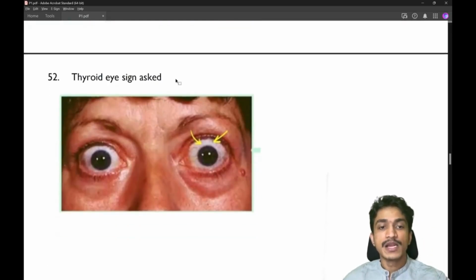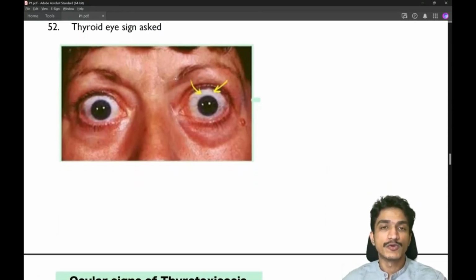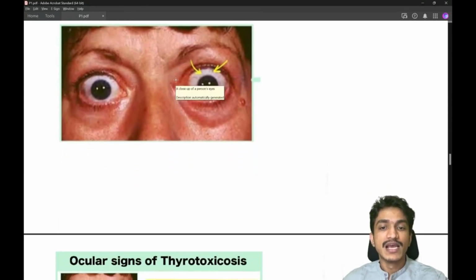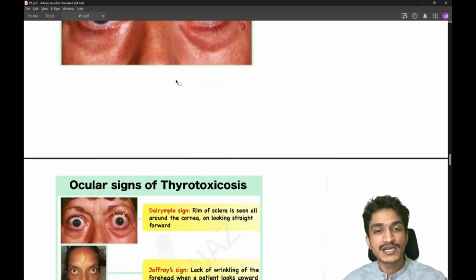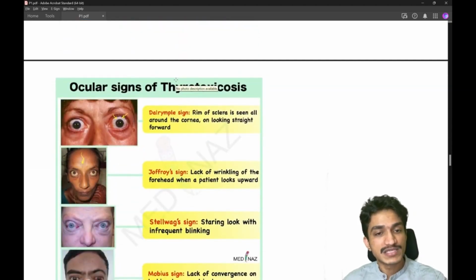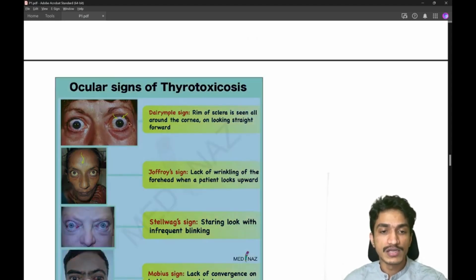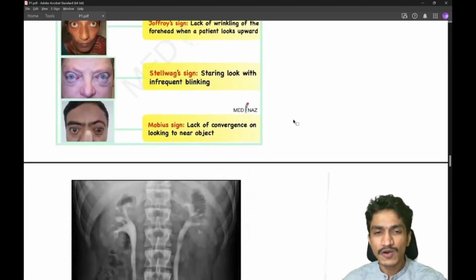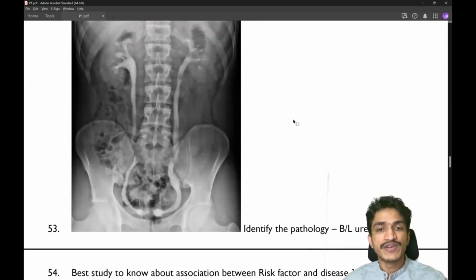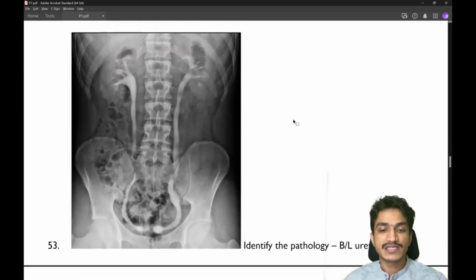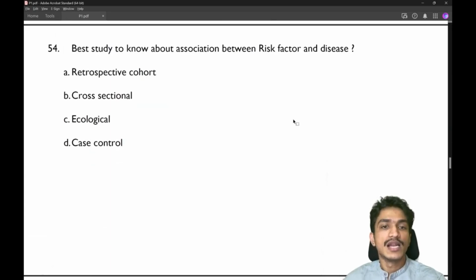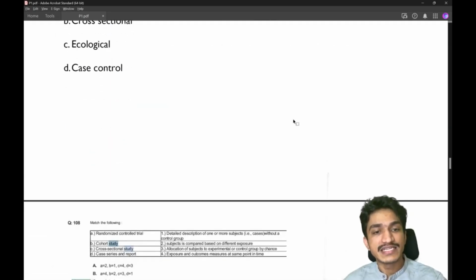Now coming to the eye sign, this image was asked, I think, as told by the students, and the answer is Dalrymple sign, that is, a rim of sclera is visible all around the cornea. Now this is a very straightforward question that was asked: bilateral cobra head appearance is for bilateral ureterocele.